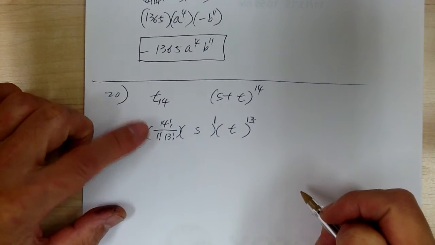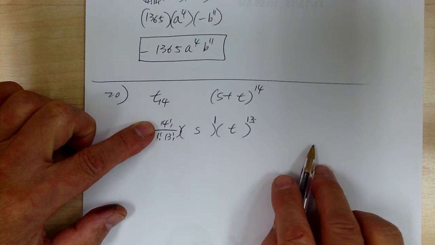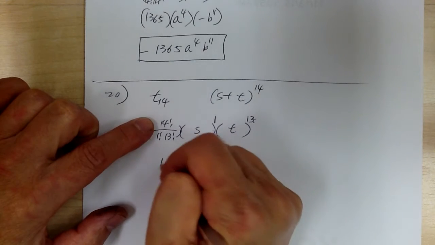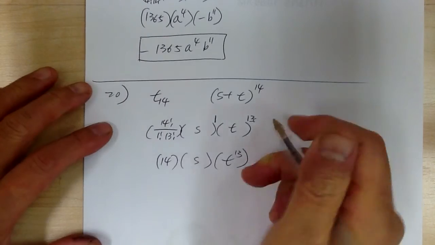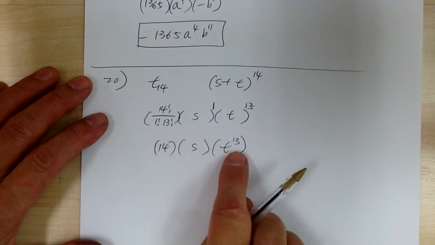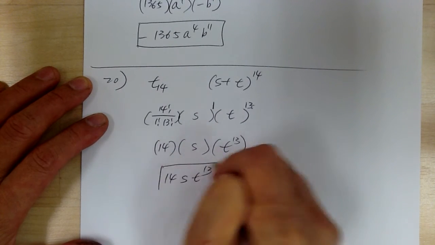Now, this one you don't even need to use a calculator, because everything up to 13 will cancel out. So the only thing left would be 14. So this would be 14 already, and this would be s, this would be t to the 13. Again, make sure you do this step. Don't get lazy. It only takes a few seconds to do this. Then you multiply out, and that's your answer.